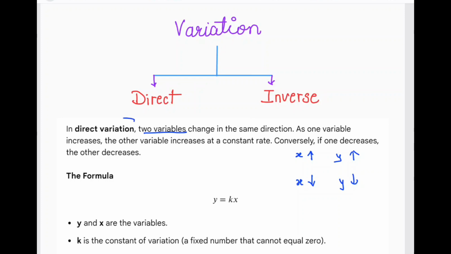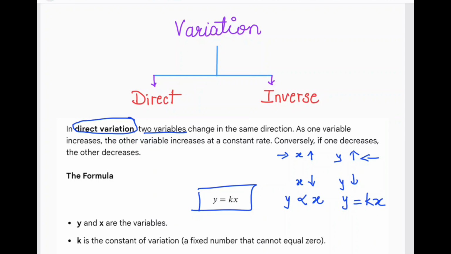So that is called direct variation. If the value of one of the variables is increased, and respectively the other variable also increases, then it is direct variation. How is it mathematically written? Y is directly proportional to x, or y is equal to kx, that is here. So k is called the proportionality constant.